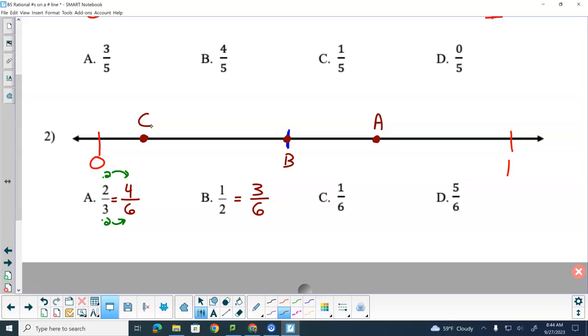What did you get? Because it's almost all of it, right? All of it would be 6/6. Yeah, so it'd be way over here. Love it. All right, so we're going to kick it up a notch.